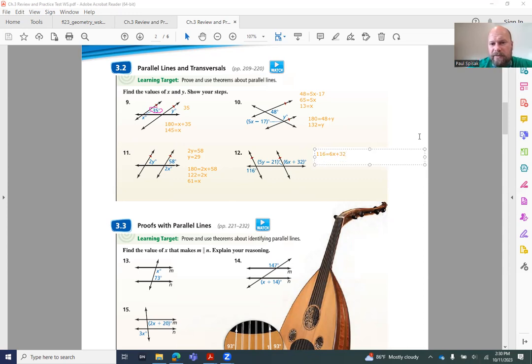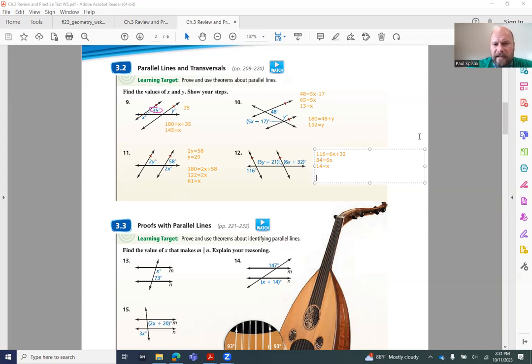Then we're solving. So first thing, we're going to subtract the 32. So minus 32 from both sides, and that gives us 84 is equal to 6X. Then we can divide by 6. If we divide by 6, that's going to be 14. And that's our value for X.